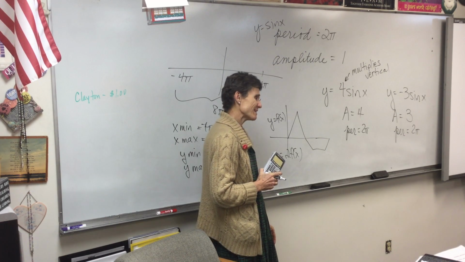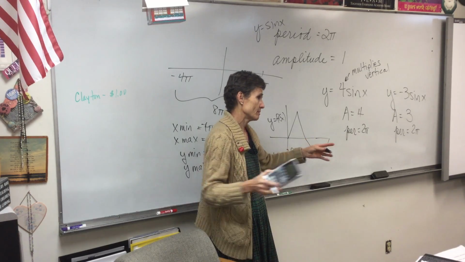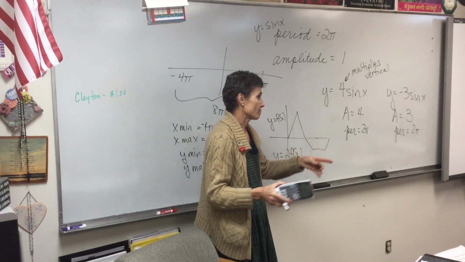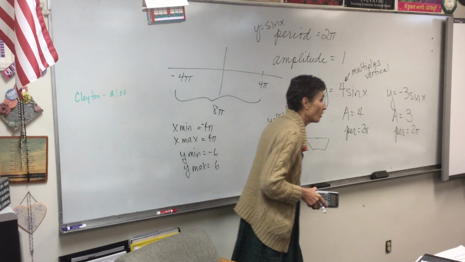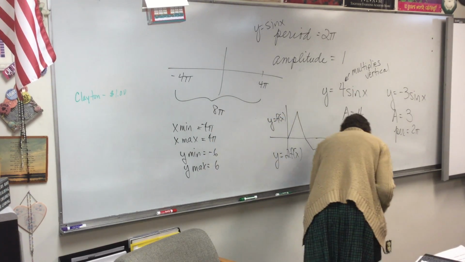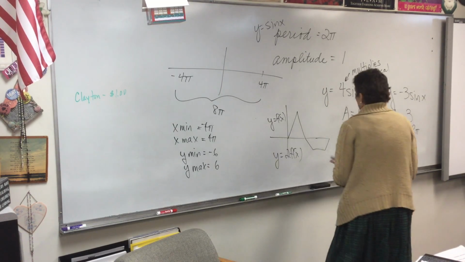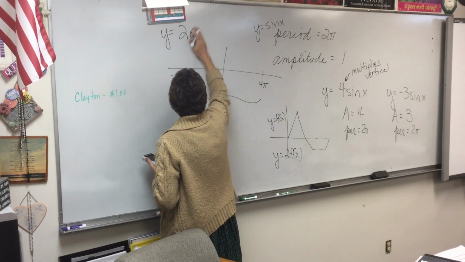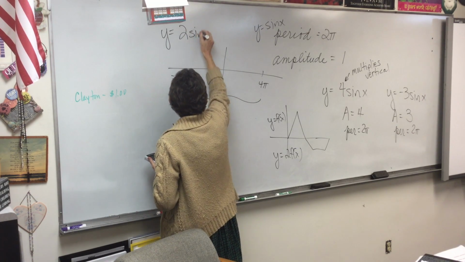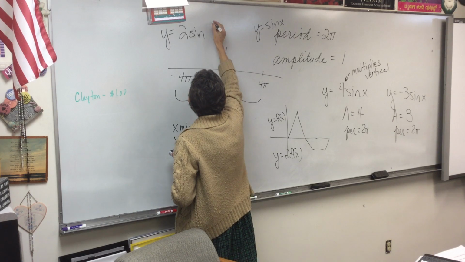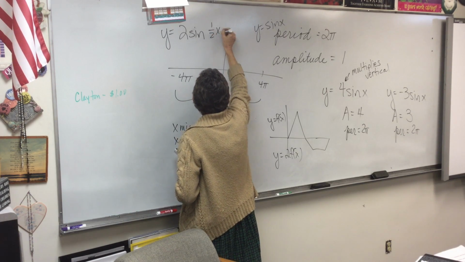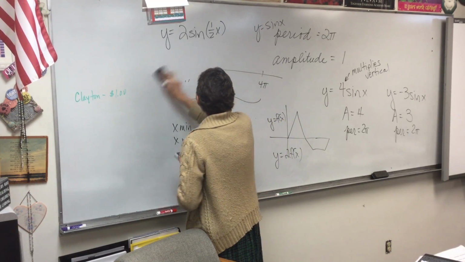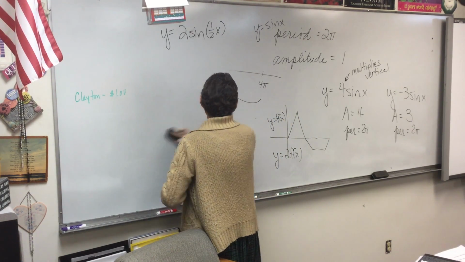All right. How do you think we're going to change this? Put a coefficient on x. So let's try that. Let's sketch y equals 2 sine, we'll stick with sine, 2 sine 1/2 x. See what happens when you do that. That 1/2 x does need to be in parentheses.